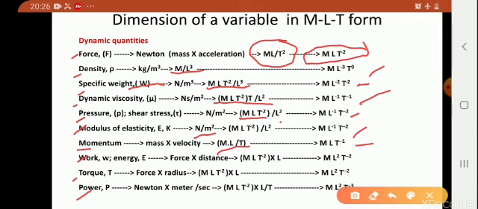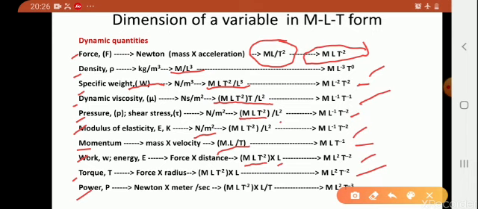Work and energy carry the same unit. Work is nothing but force into distance. Force is M L T raised to minus 2, which we have already derived in the beginning. Then into distance. Distance is measured in terms of length. So when you work it out, you will get M L square and T raised to minus 2. Similarly, torque. Torque is nothing but force into radius, and you will get the same M L square T raised to minus 2.